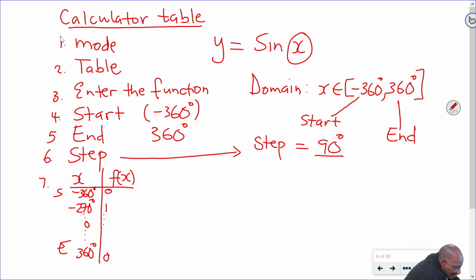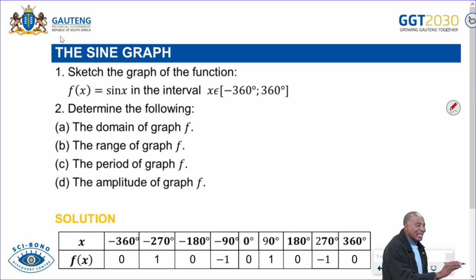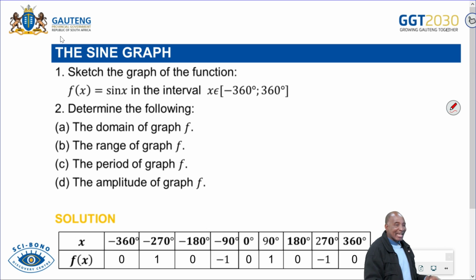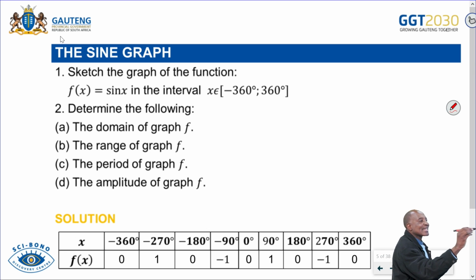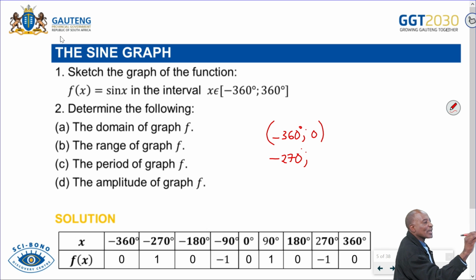Right. Let's go back to that table now. I guess you understand now where this table came from. You now have an ordered pair, negative 360, 0. These are your points now. Negative 360 degrees is paired up with a 0, a point on a Cartesian plane, followed by negative 270 degrees paired up with your positive 1. You will mark that. Then the next point, and so on.